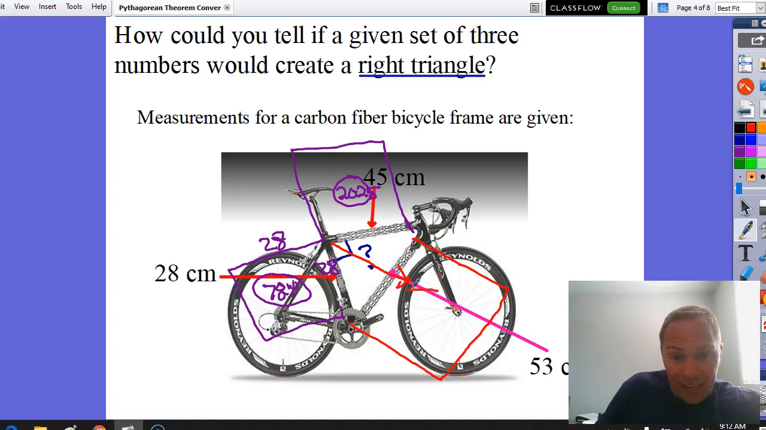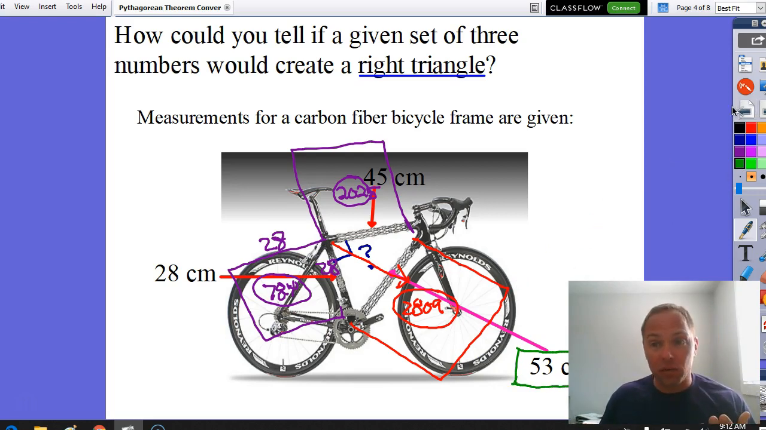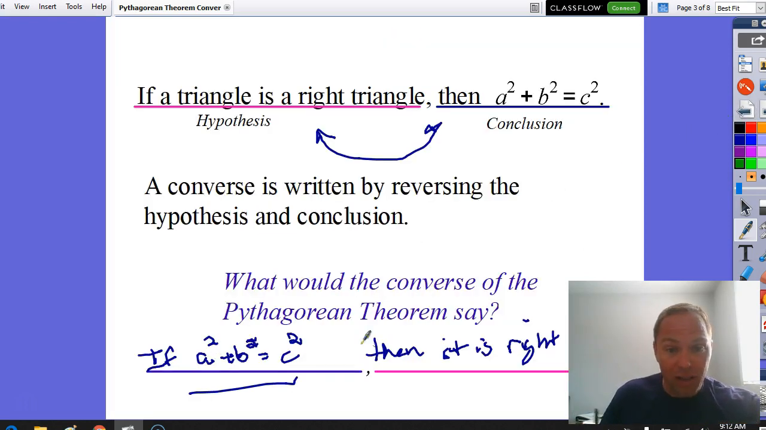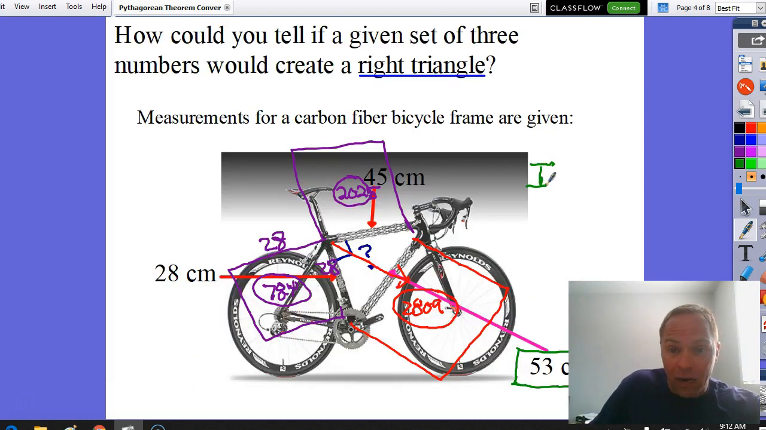So what it says is if I add 2025 and 784, and that sum turns out to be 2809, then 2809 is the area of this big one. So take the square root of that. If you take the square root of 2809, you'll see that it's 53. So check that out. Right there, this side length is 53. So guess what you can say? If the three things work, a squared plus b squared equals c squared, right here, if this works, then it's right. So you can make the conclusion that this is a right triangle.